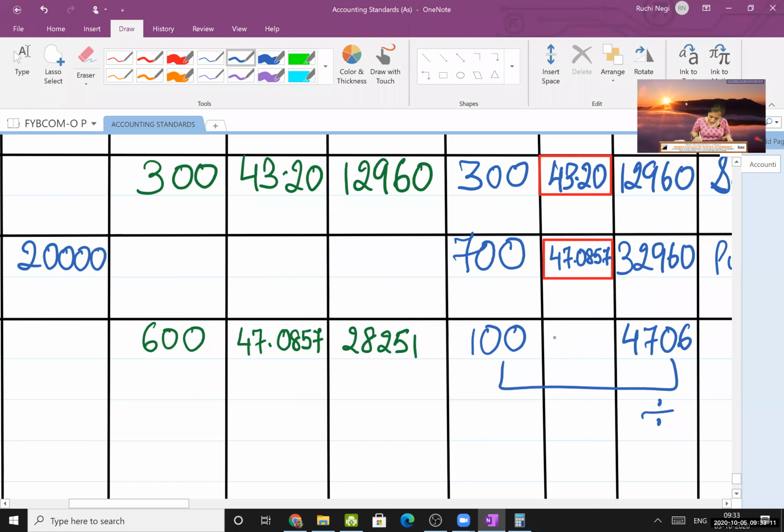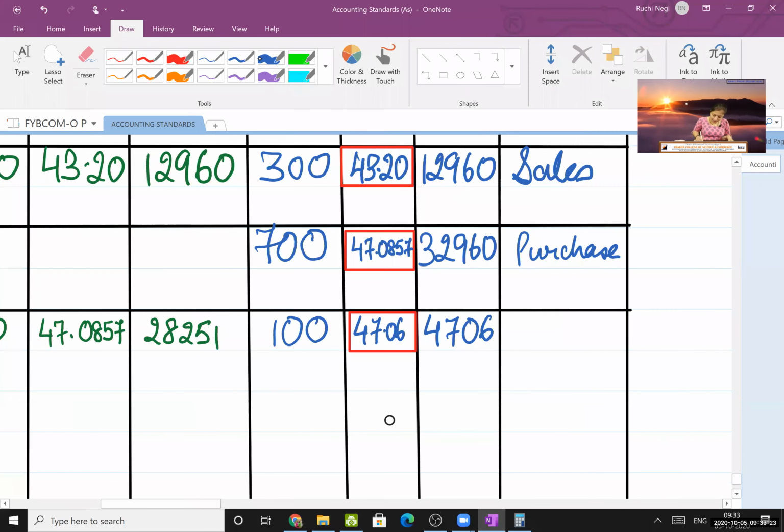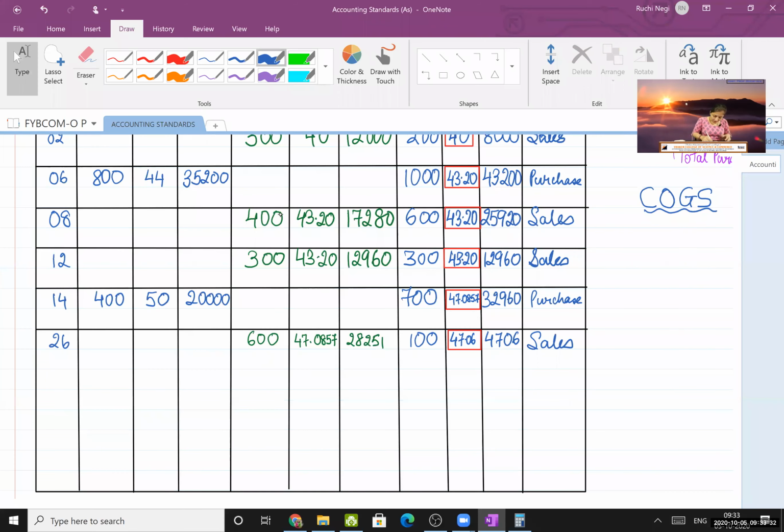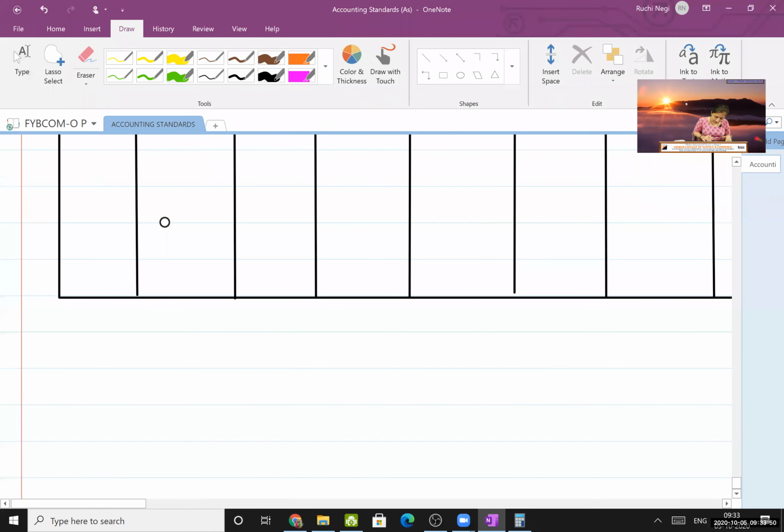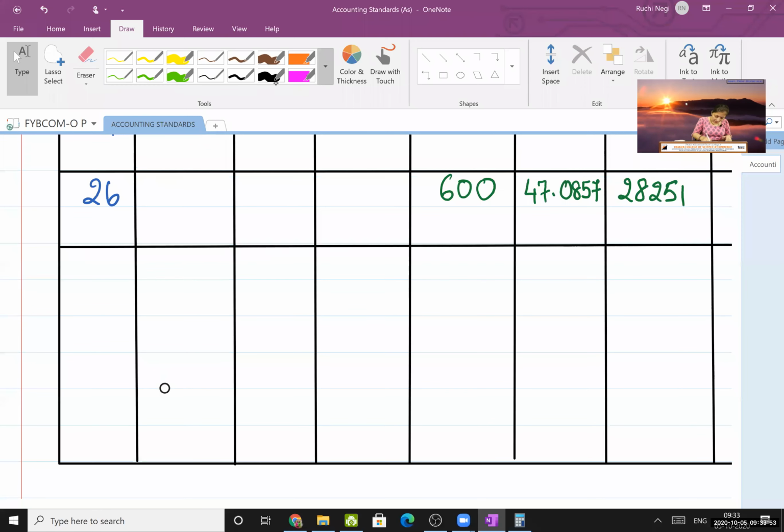Okay, so box this 47.06. So box the final one. Okay, write your sales. Okay, and this was the last part, right? Now what? This is January month. January's last date is what? Obviously 31st January. So that date I will calculate my closing stock. Okay, but I know my closing stock from 26 Jan only. After that, there is no transaction. Correct, no? So write it down.